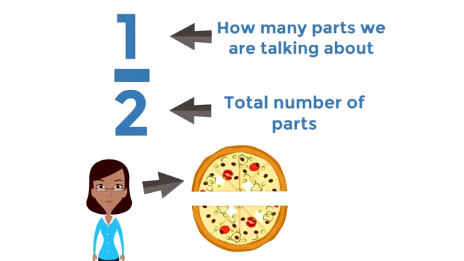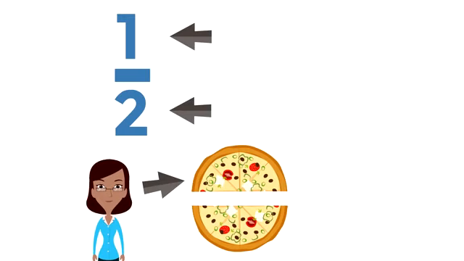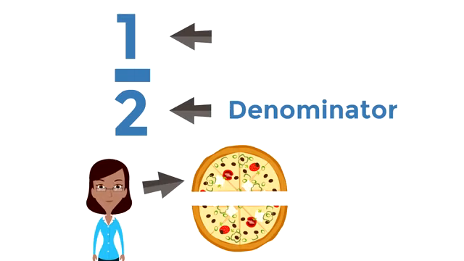She doesn't get the whole thing. She gets just 1 part. She gets 1/2. The bottom number of a fraction is called the denominator. The denominator is the total number of parts.